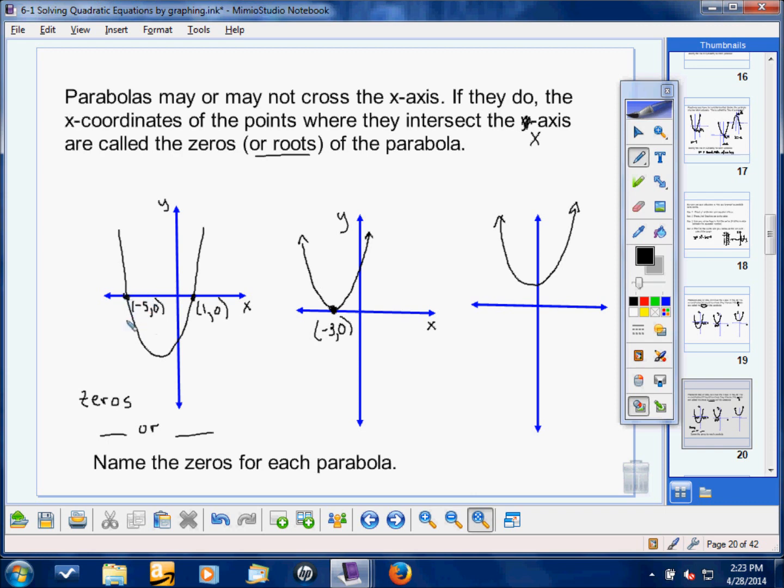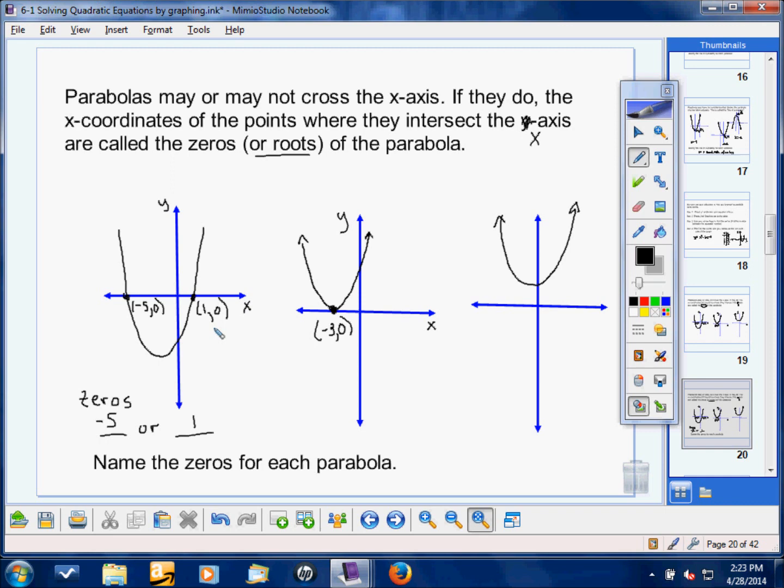Negative 5 is the x-coordinate here. One zero is -5, and the other zero is 1. They call them the zeros because look at the y-coordinate. What are they? Zeros. So the y-coordinates are zeros, so they call the x-coordinate that goes with them the zeros.